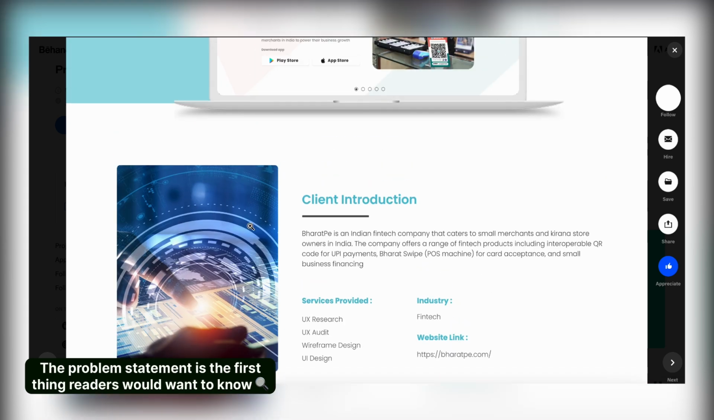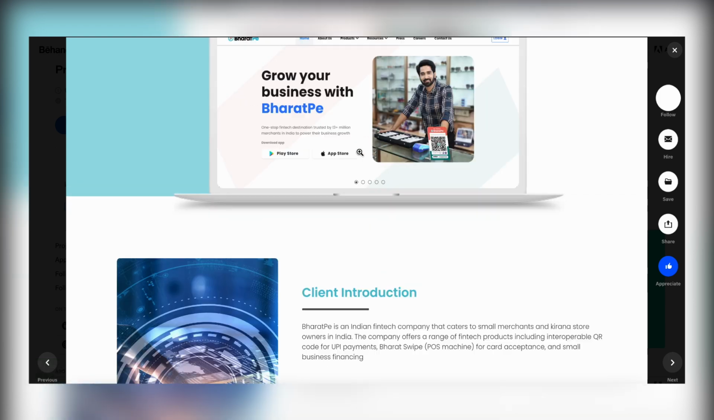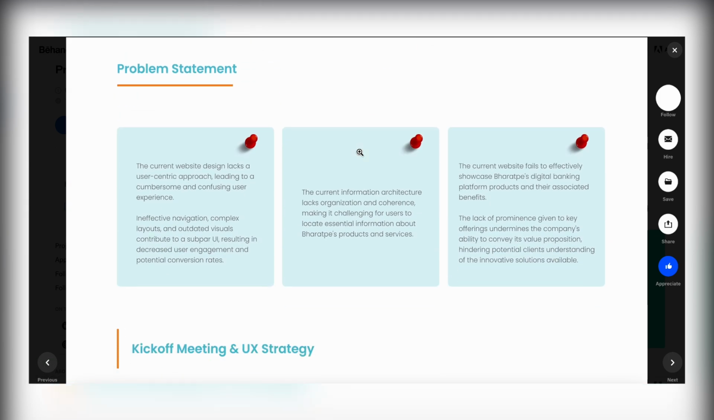Now, I'm assuming this is a marketing website, right? Because this is Bharat Pay's website. So were you designing, were there low conversion rates that you were solving for? Or what exactly were you solving for? Do you want to increase traffic to the website or increase click-through rate for something?